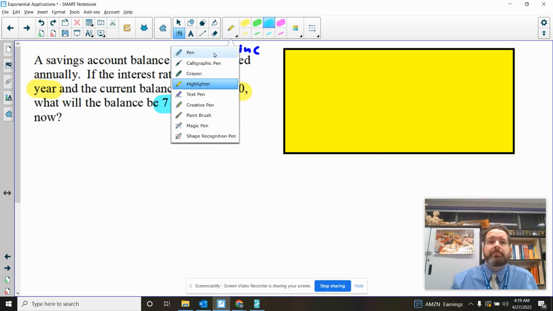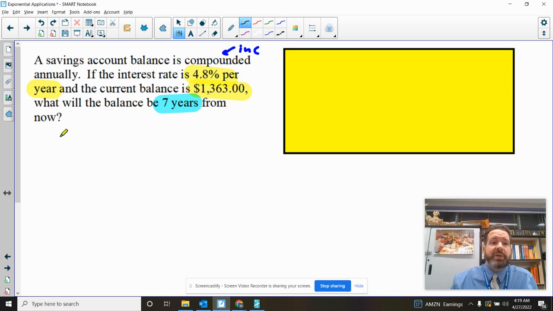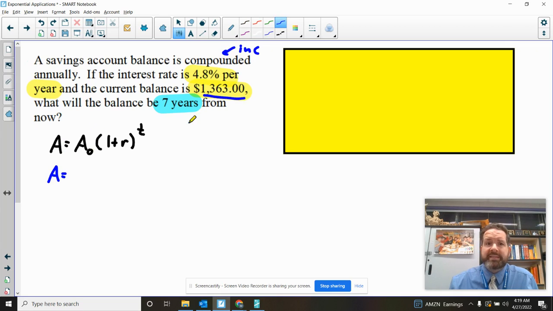When you're setting this up, start with your equation in general form. It's going to be the ending amount is the starting amount times your multiplier to the power of t. Now let's fill in what we know. I don't know the ending amount. That's what we're after. So leave that as an A for right now. Starting amount, that's going to be the $1,363. For the multiplier, we're going to think about that for a moment and come back to it. The amount of time we know is going to be that 7 years.